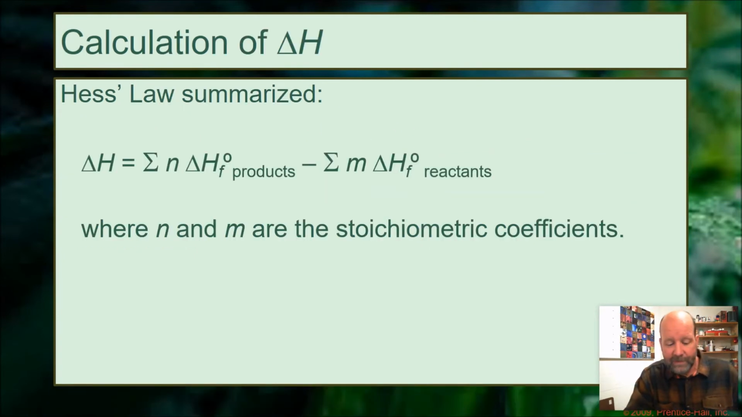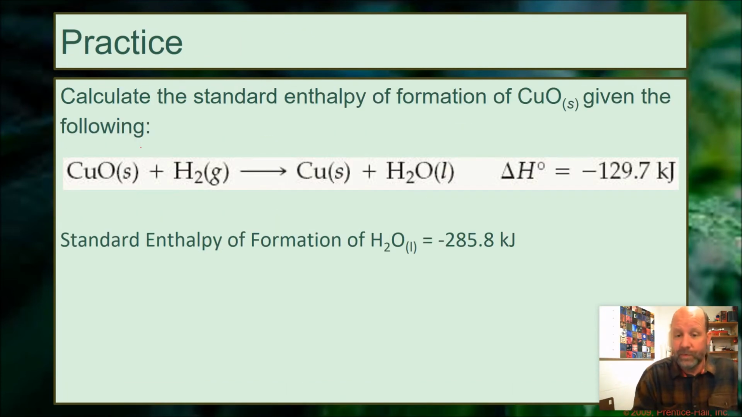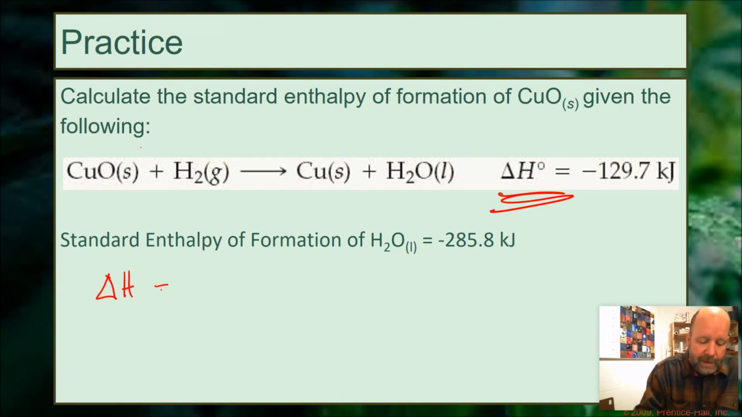So going back to this, here's Hess's law with standard enthalpies. So it was delta H, so it's going to be this guy. That one right there equals the standard enthalpy of the products minus the standard enthalpy of the reactants. So here's the products. I got copper solid and water. Copper solid, that's elemental form, so that's 0. So the products is going to be 0 plus the H2O.